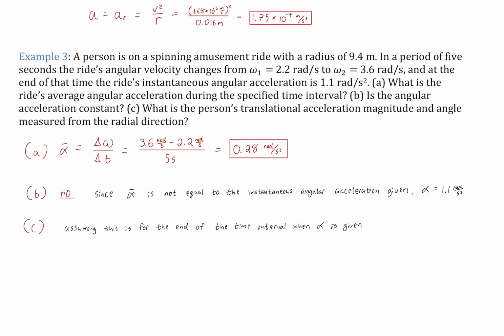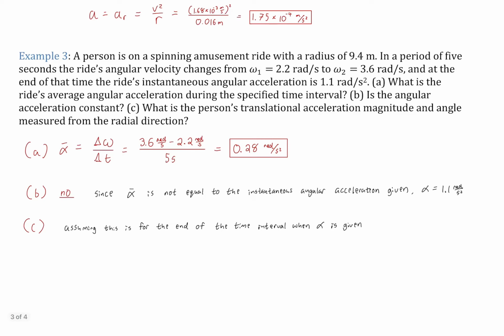All right, part C. What is the person's translational acceleration, magnitude, and angle measured from the radial direction? Okay, so this is a big question. This is going to be in both this example and the next example. Okay, so assuming this is for the end of the time interval when alpha is given, I should have specified it more explicitly, but we're definitely going to make that reasonable assumption, because that's the only time when alpha is given, we can actually solve for it.